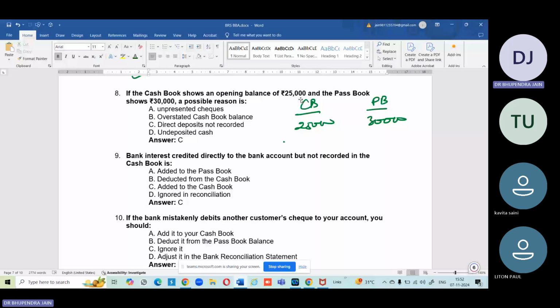What is the reason behind the bank passbook balance increase? One of the reasons is that a check was directly deposited to the bank by the customer, or the bank allowed interest. Only 2-3 cases are there. Now check the options. Unpresented check, no. Overstated cash book, no. Direct deposit not recorded, this is the correct answer. So the answer is C. If the customer directly deposits the check into the bank, your bank balance will be increased. That is the reason.